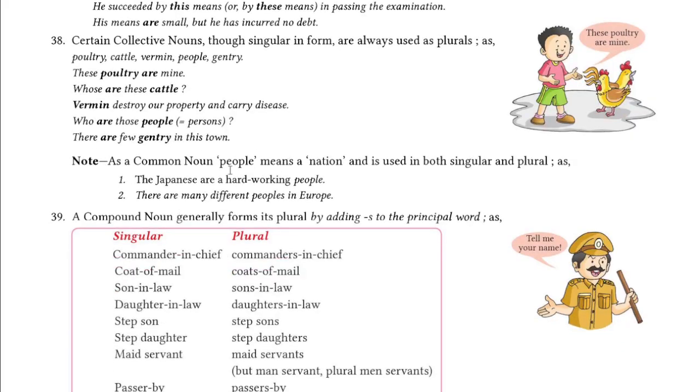Now the common noun people, when it means nation, is used both as singular as well as plural. Japanese are a hardworking people. It means Japanese are a hardworking nation. In this statement, people is being used as nation, so it is a singular form. There are many different peoples in Europe. Here, peoples means nations. It has a plural form. When people means nation, it has both singular and plural form.